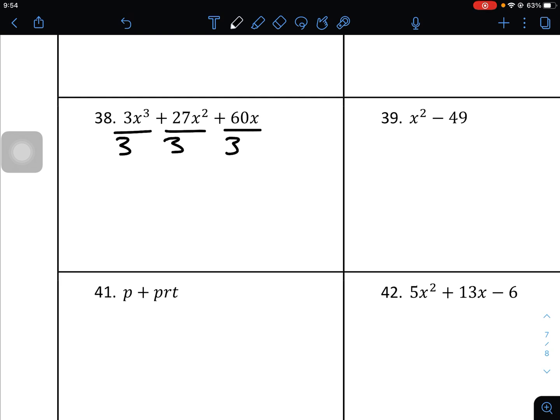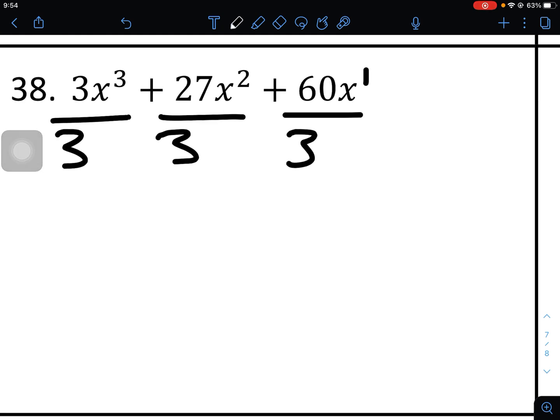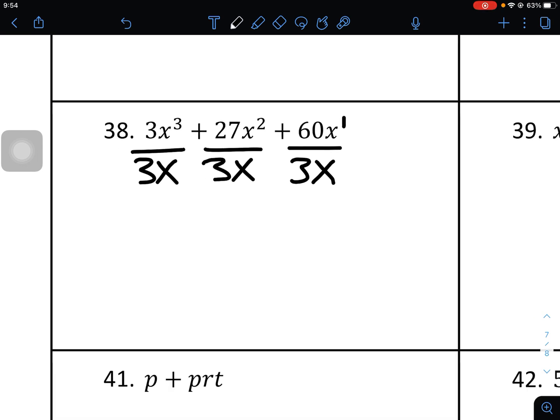But I also want to take a look at the variables. Do each of those terms have the same variable in them? Yes. In that case, I want to look for the smallest of the exponents, in this case a 1, or just an x to the first. And I'm going to put that x down there along with the 3's. So my GCF is 3x. And that means the 3x becomes my coefficient.